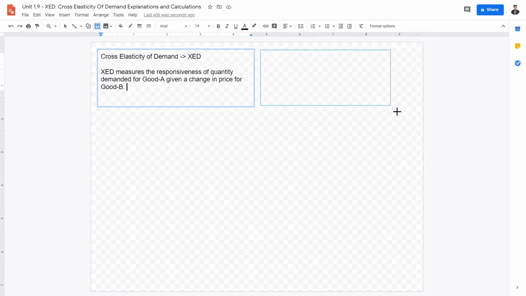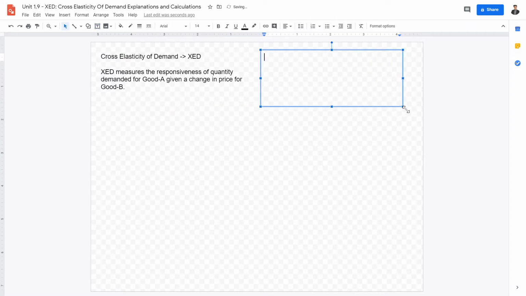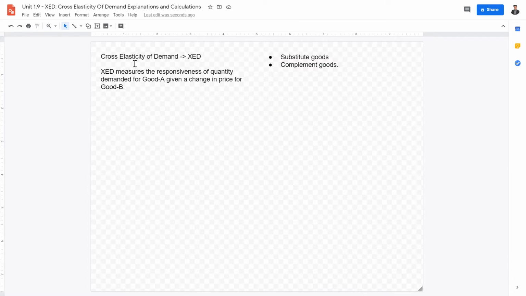Now, we have learned in previous lectures that there are two types of goods that could be related to each other. There are substitute goods, and there are also complement goods. So both of these have different XED values. Substitute goods is when the XED value is positive. However, when XED values are negative, that means they're complement goods. So we want to go into what an XED means.